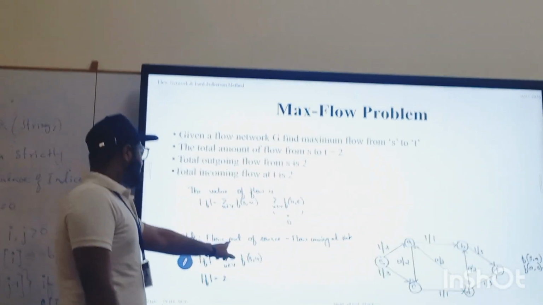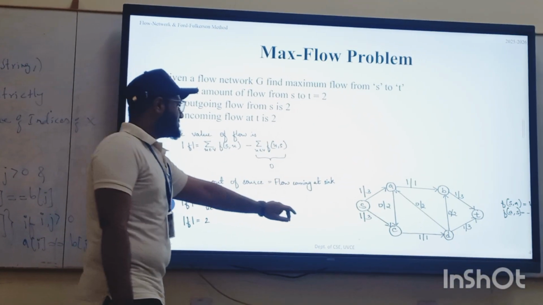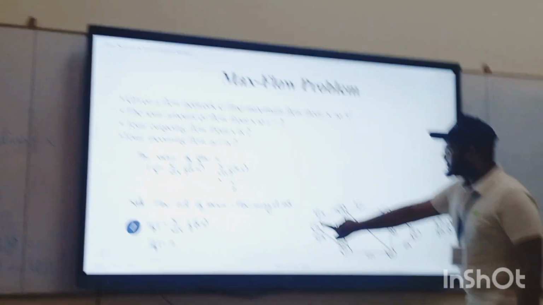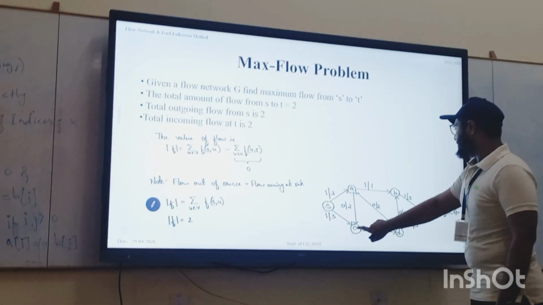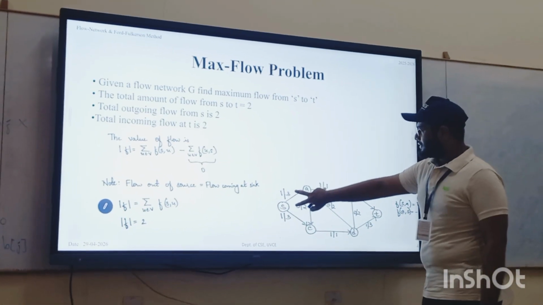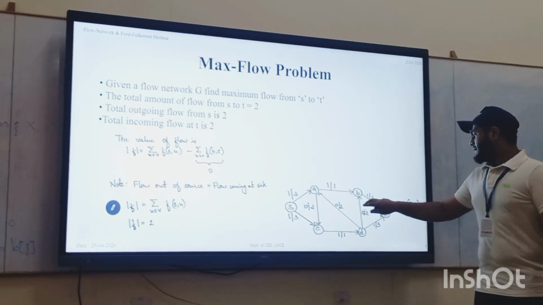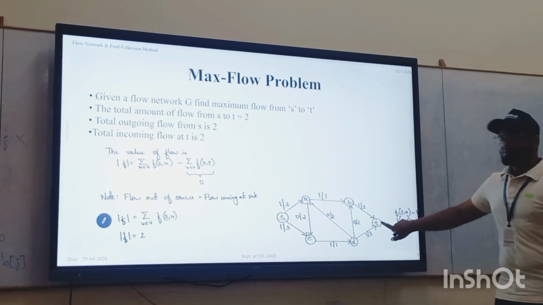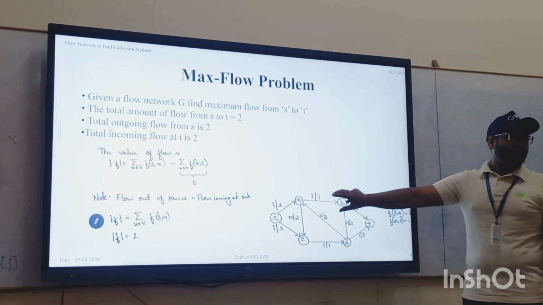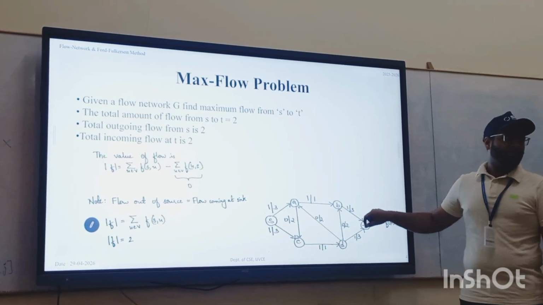Here the flow coming out of the source equals the flow coming into the sink. From the source, 1 by 3 and 1 by 3 are going out, and at the sink you are receiving 1 by 3 and 1 by 3. So what is going from the source should be received at the sink.